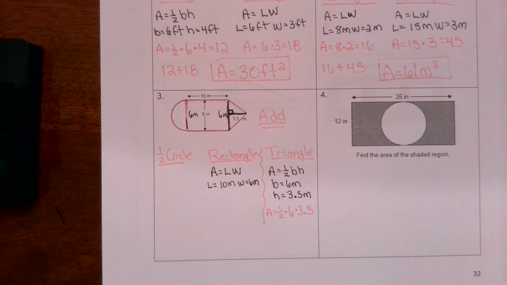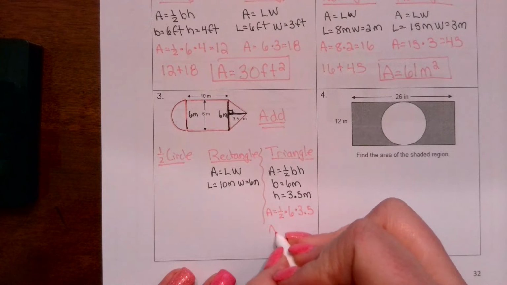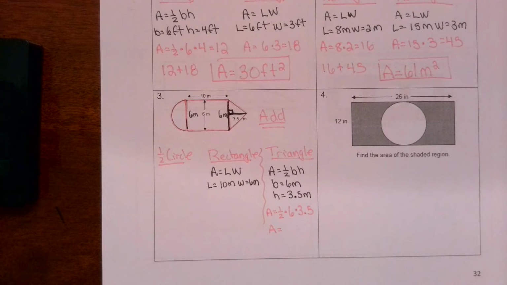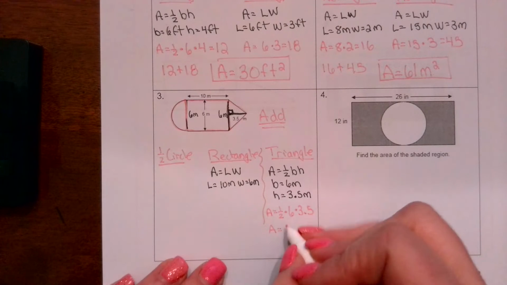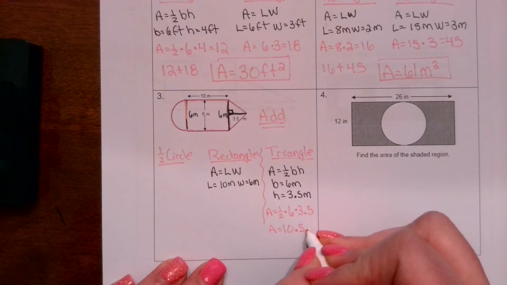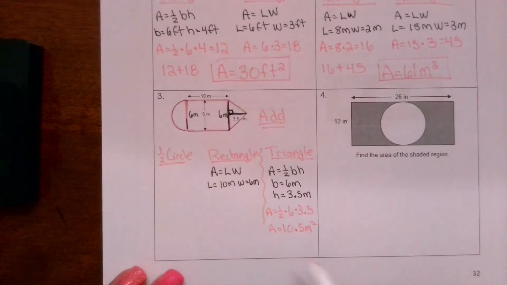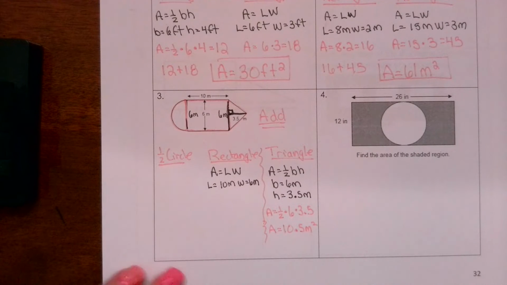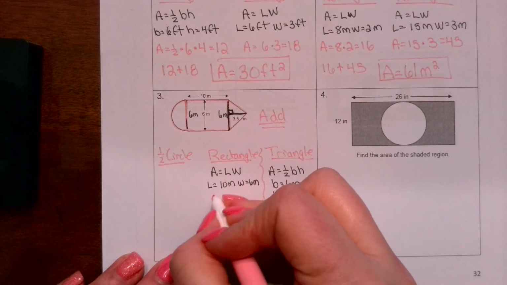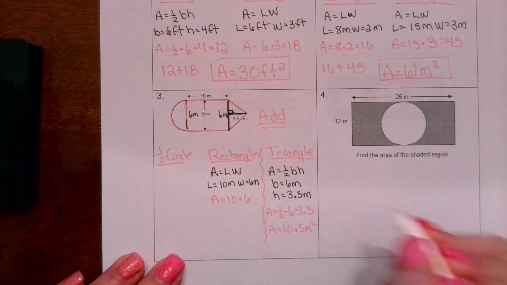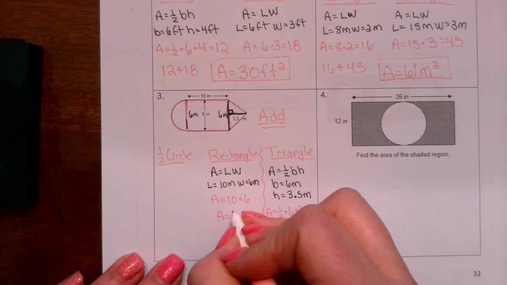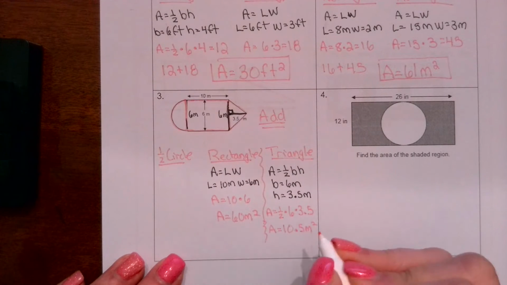And I will put that into my calculator, and I will get an area of, let me just do that again. I got 1/2 times 6 times 3.5. And I get 10.5 meters squared for the area of that triangle. Now, when I look here, I know that I want the area to be 10 times 6. And so my area of my rectangle will be 60 meters squared.